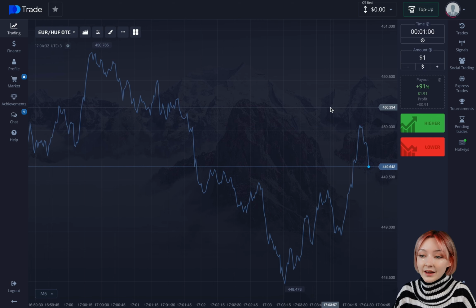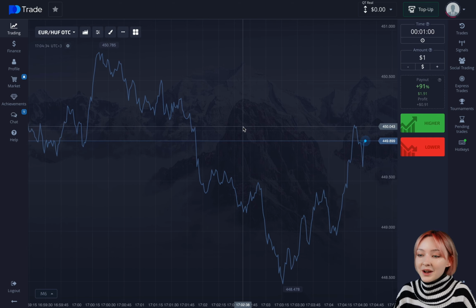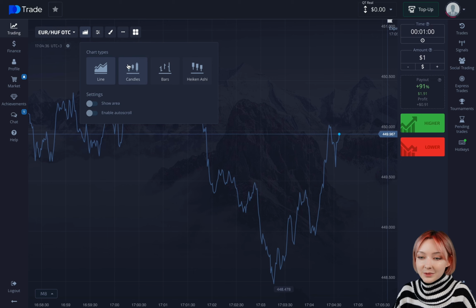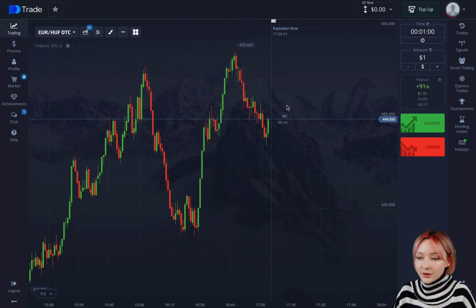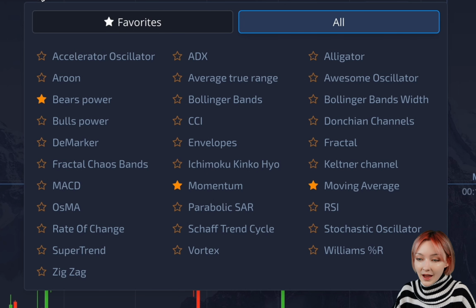First things first, we gotta prepare for the trading session. We're choosing the required chart type, which is candles. Then we're opening the indicators menu in the top left corner. It's easy to find, and now we're looking for the moving average indicator and clicking it twice. And let me do it real quick.